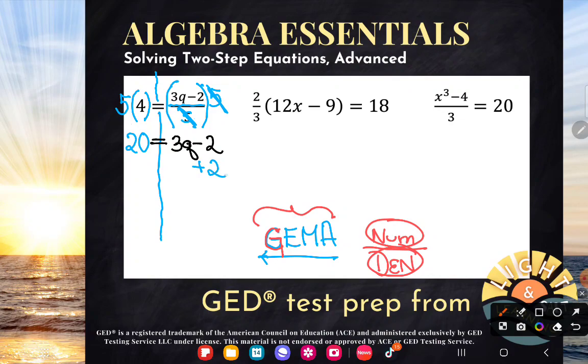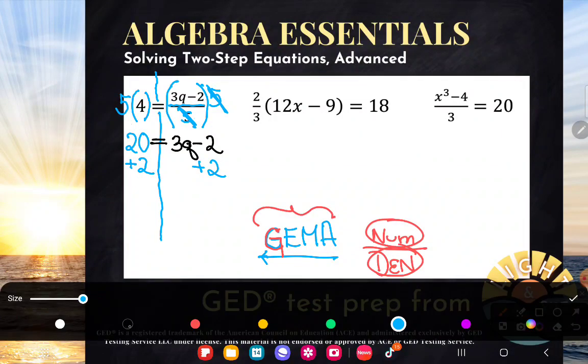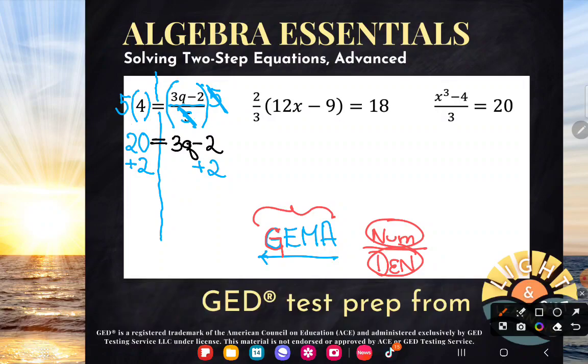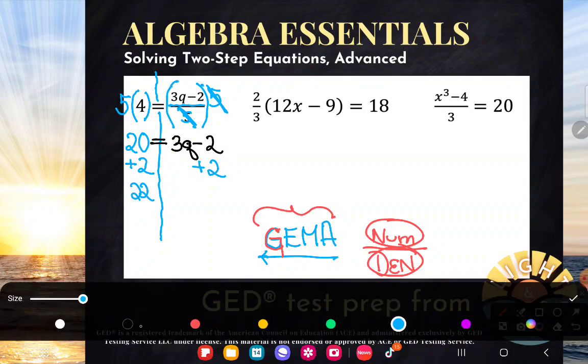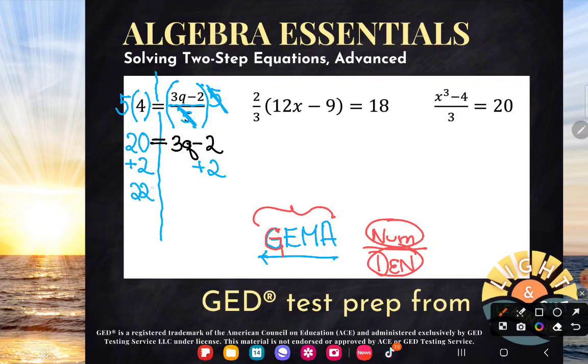So I'll add 2. I can do whatever I want as long as I do it to both sides. Make sure you get all the way across that equal sign. That's what I mean when I say both sides. I'm talking about both the expressions, the expression on the left and the expression on the right. Okay, what is 20 plus 2? Well, that's just 22. And then what is that going to be equal to?